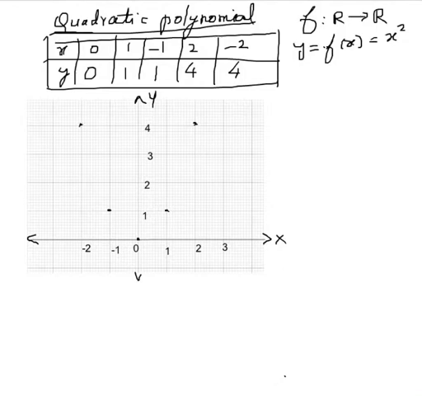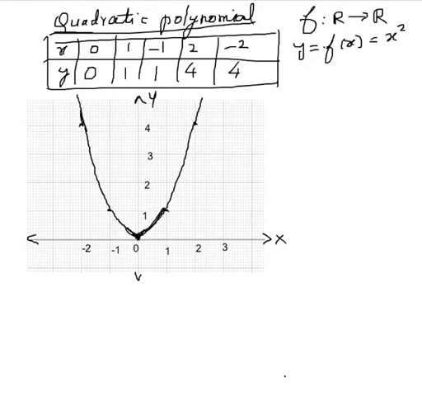Only a linear function represents a straight line in the graph. For quadratic functions, we have to draw a freehand curve. It passes through the origin. A quadratic function represents a parabola.